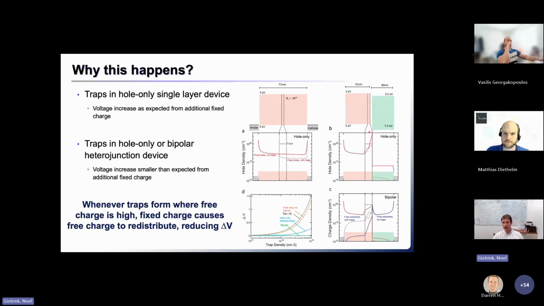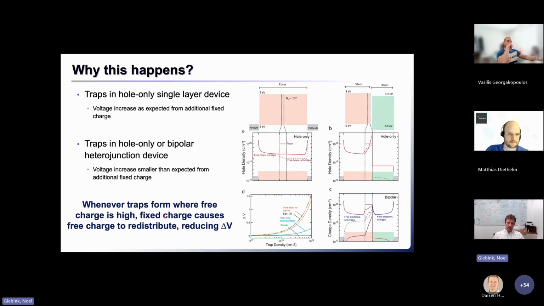The reason is that when you have a very high density of free holes to start with, and all of a sudden you put in this fixed charge of occupied traps, the free holes will redistribute in order to minimize the voltage increase. And that's even more the case if you go from a unipolar hole-only device to a bipolar device, like an OLED.